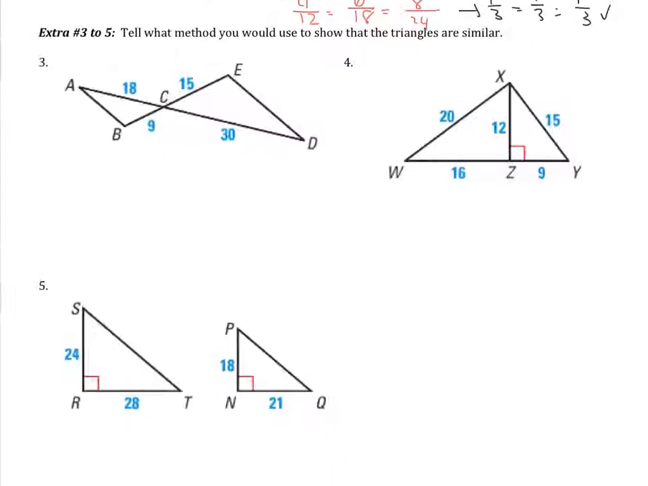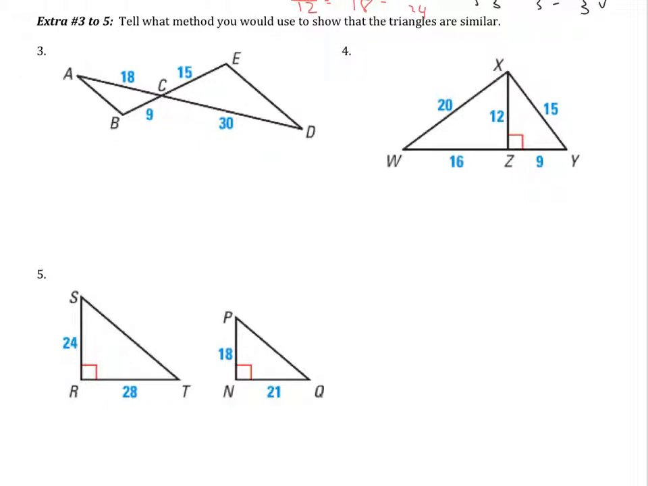And then we have a few more examples. It says, tell which method you would use to show that the triangles are similar. So as a reminder, the first method that we learned was AA similarity. And then in last night's video, you learned SSS and SAS similarity.